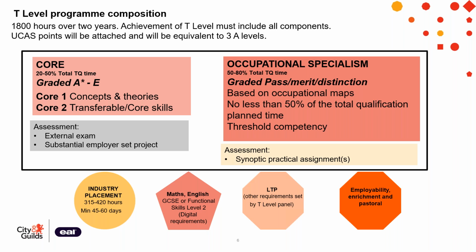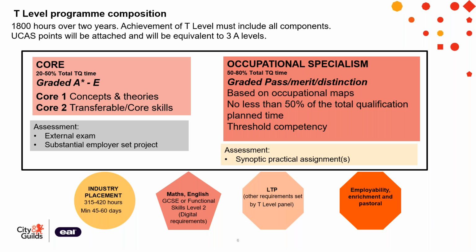Now, a T-level is a level 3 programme of study made up of several different components. The total size of the T-level programme is 1,800 guided learning hours, and it is designed to be studied full-time over 2 years. Now, within the T-level is a technical qualification, sometimes referred to as the TQ. Now, this is made up of a core component and an occupational specialism or specialisms.